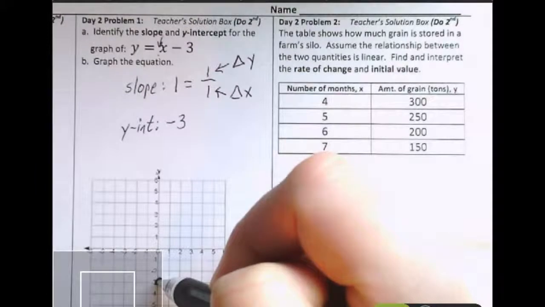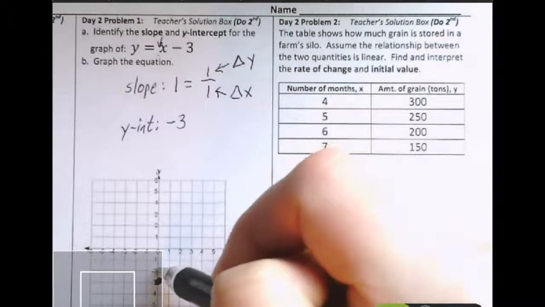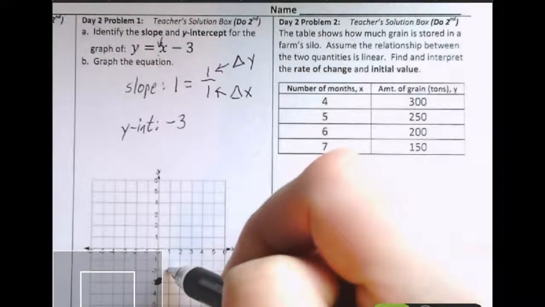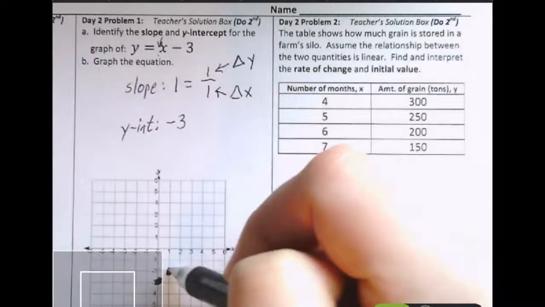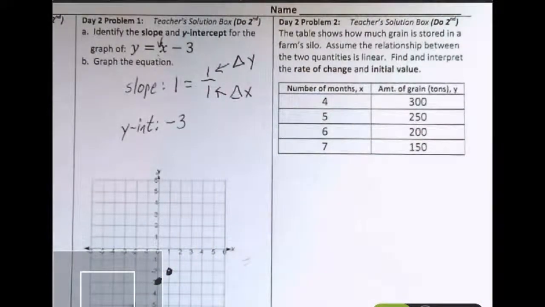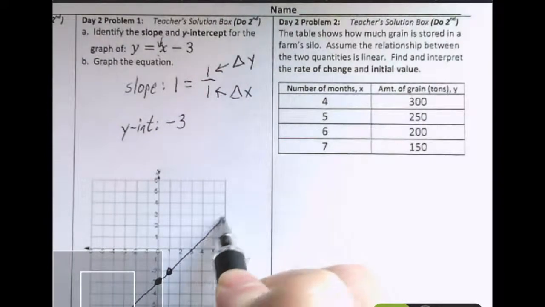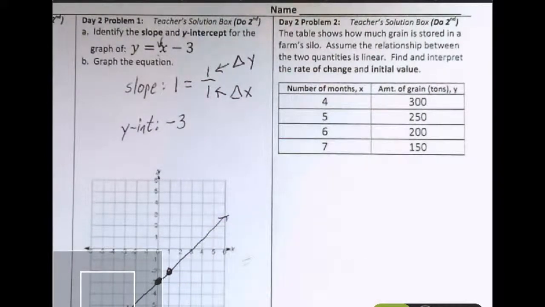Change y by 1 unit. That means move up 1. And then change x by 1 unit. That means move to the right 1. Here's another dot. And so the line is coming up here through each corner of the little grid squares at a 45-degree angle on the paper. Now, day 2, problem 2.